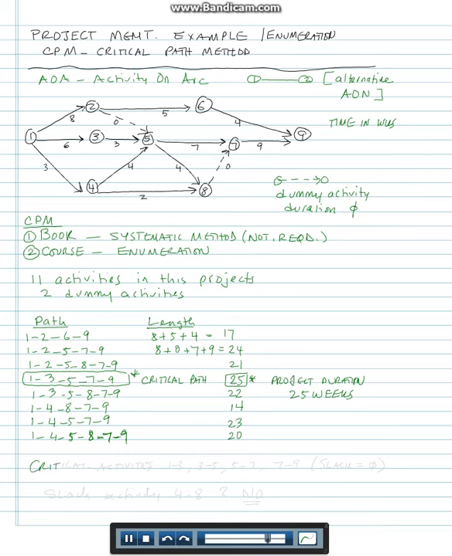The critical activities then are 1, 3, 3, 5, 5, 7, and 7, 9. All these critical activities will have slack equal to 0, which means if they get delayed, the whole project will get delayed, and so they cannot slide. If one of them takes a week longer, then the project will take a week longer.